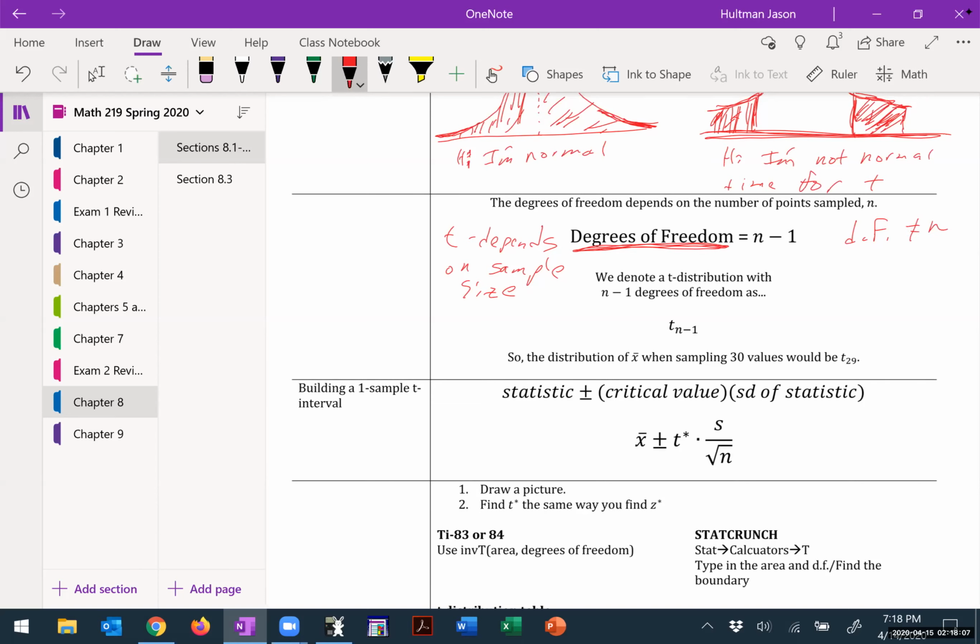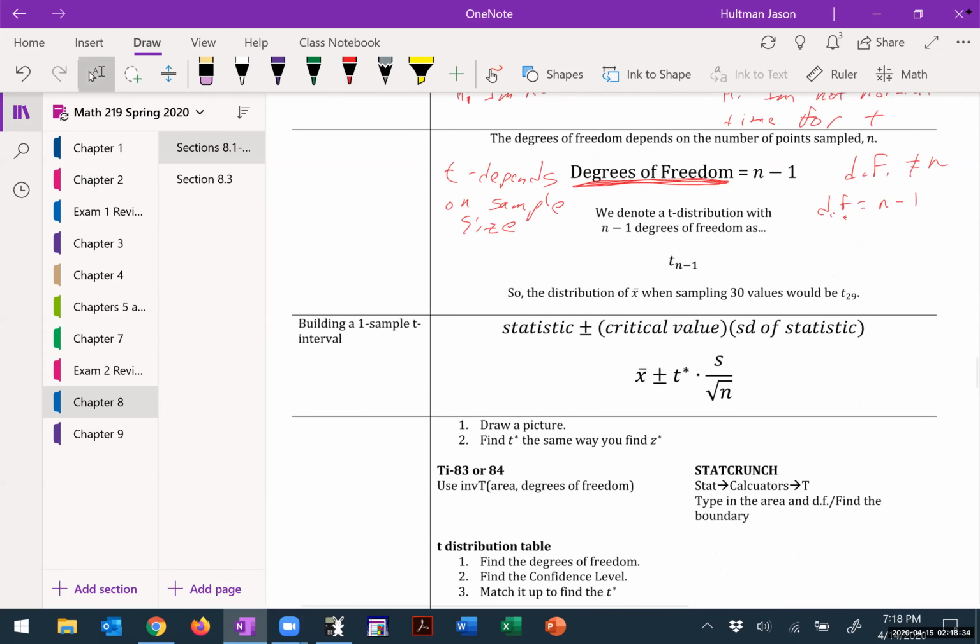Okay, they're off by 1. Degrees of freedom is n minus 1, and sample size is n. So when it asks for degrees of freedom, that's n minus 1. When it asks for sample size, that's just n. So for degrees of freedom, take 1 away from the sample size.